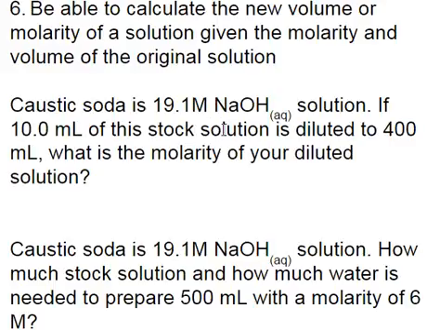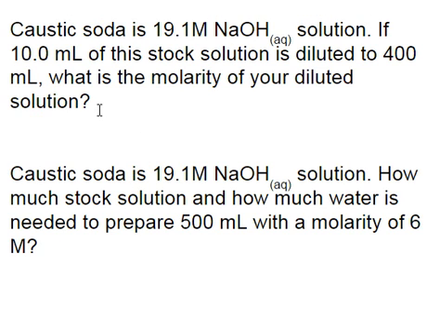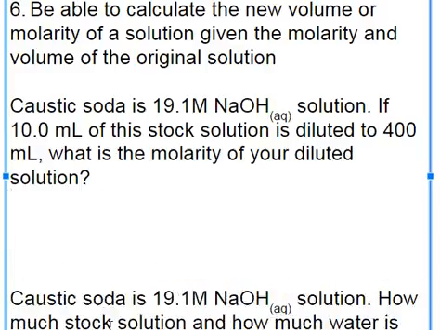Objective number 6 then says calculate the new volume or molarity of a solution given the molarity and volume of the original solution. So this is the M1 times V1 equals M2 times V2. So my two questions go hand in hand here. They both are talking about something called caustic soda. It's not something you want to drink. It's something you clean with.